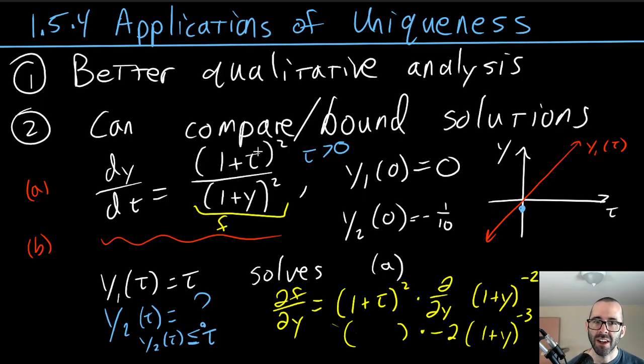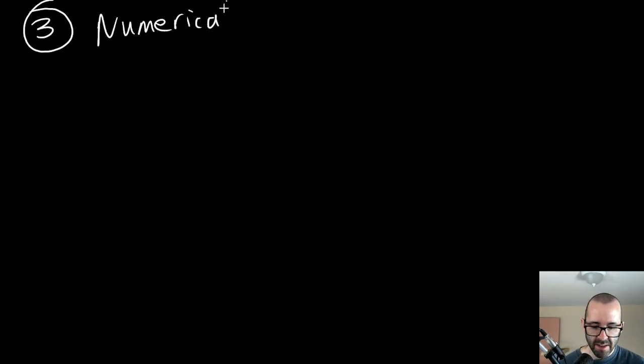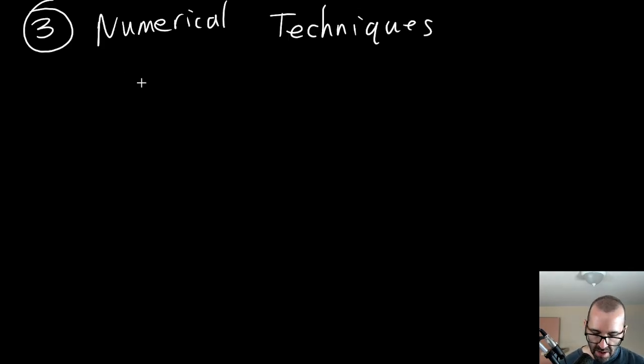Yeah, but you could find an implicit solution to this. That wouldn't be too bad. All right. And the last thing that we can use relates back to our numerical techniques. So if you remember back to our last section on Euler's method, we had a fun little example that we did. And I had a blast with it.